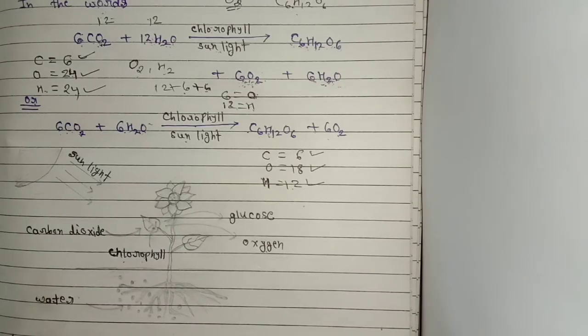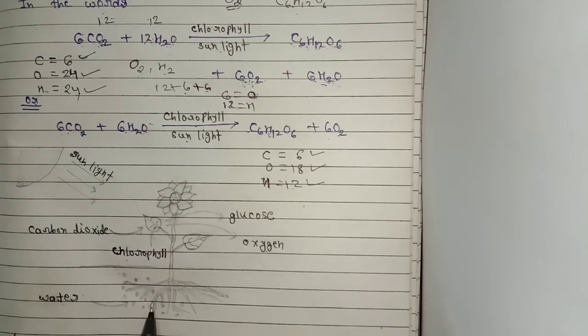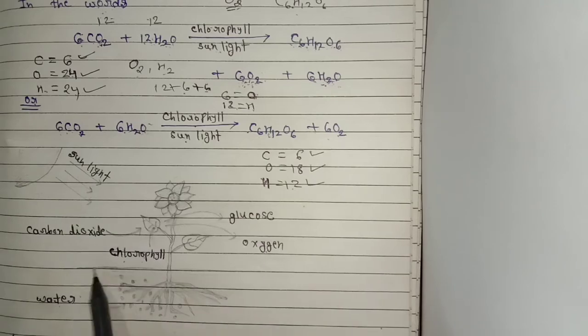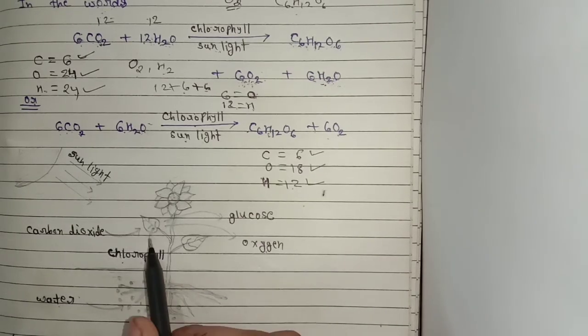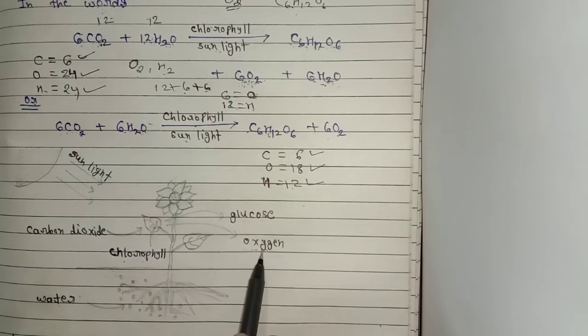Basically, trees and plants take sunlight from the sun, and carbon dioxide from the environment. Chlorophyll is present in the trees and plants, and I also taught you that because of chlorophyll, the color of trees and plants becomes green. Trees and plants take water through their roots. So these are the requirements for the process of photosynthesis.